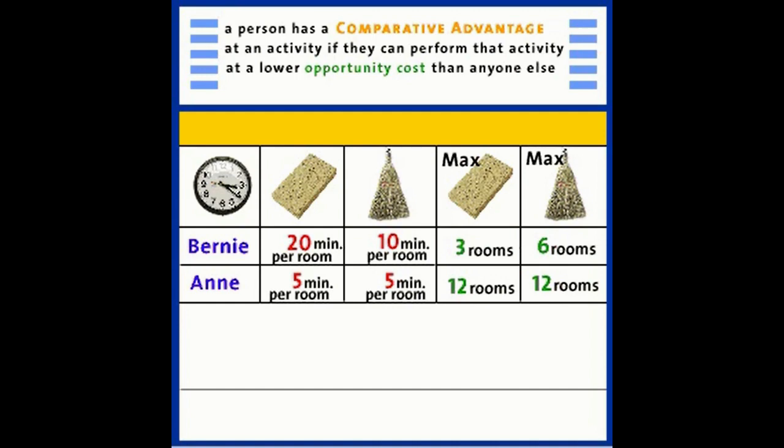Here's a table then that represents Anne's possible output, sweeping and scrubbing. If Anne spends all of her time scrubbing, she can scrub 12 rooms. That means she does no sweeping.